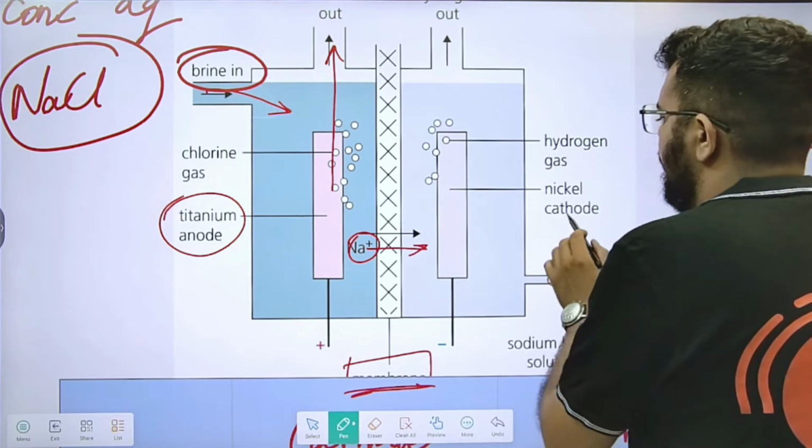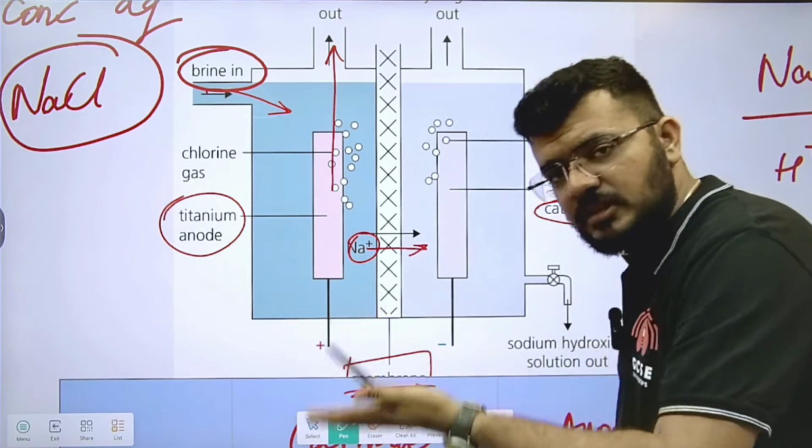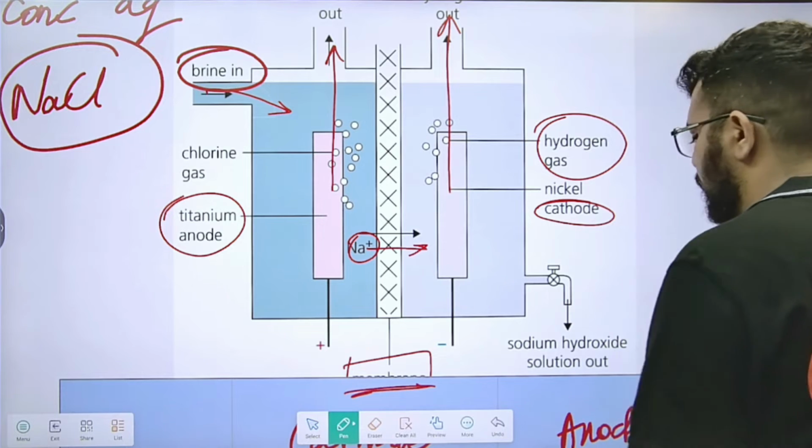Now, what happens at the cathode? Reduction at cathode. So hydrogen gas is produced. This is a colorless gas. Again, it can be collected upwards. Now, what is left?